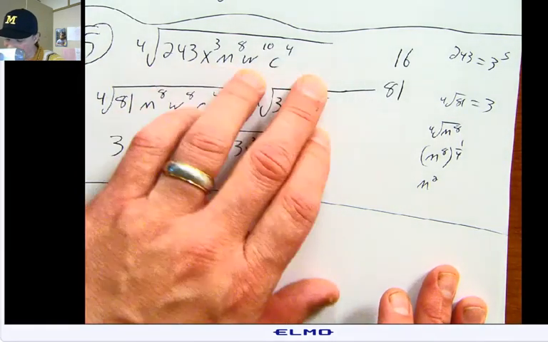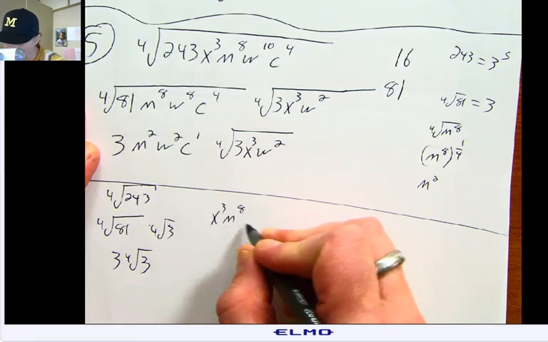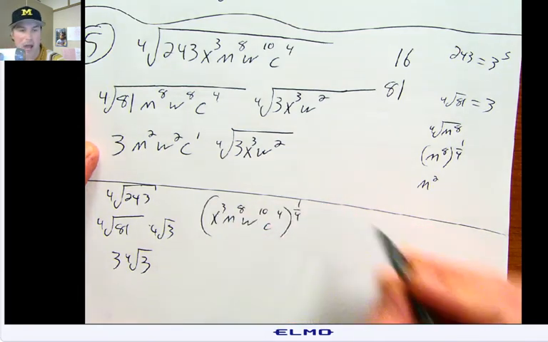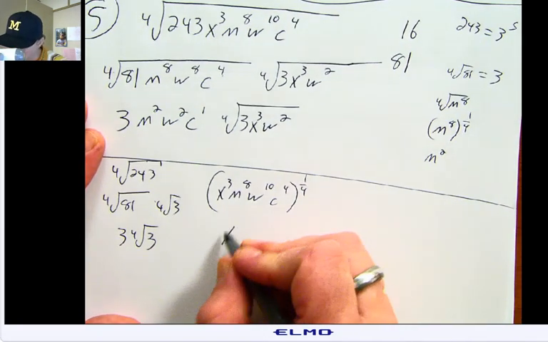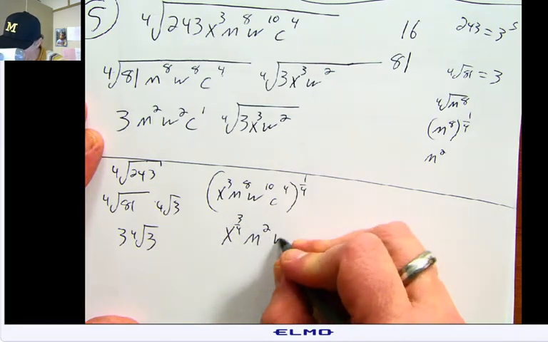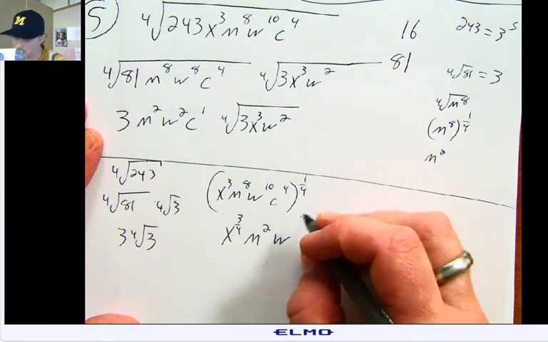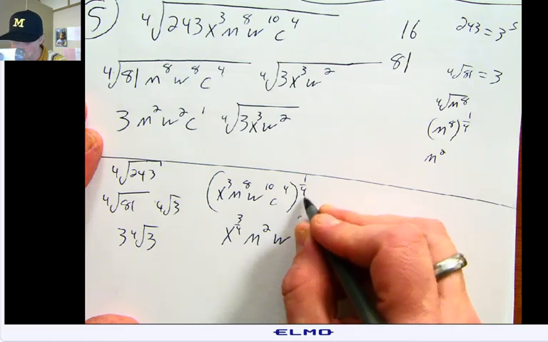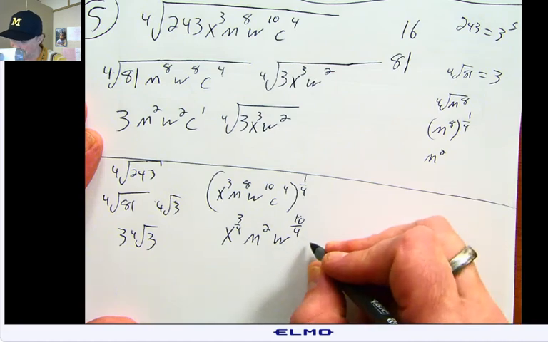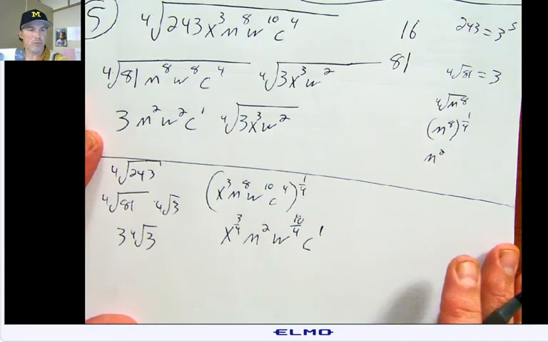Then all of this stuff. Think of it as being x to the 3rd, m to the 8, w to the 10, c to the 4, all raised to the 1/4 power. And if you distribute, you get x to the 3/4, m to the 2, w to the 10/4, which simplified. We want to keep that 4th exponent, or the 4 there. We don't want to reduce it, and not using this trick. So 10/4, and 4/4. C to 4 divided by 4 is 1.